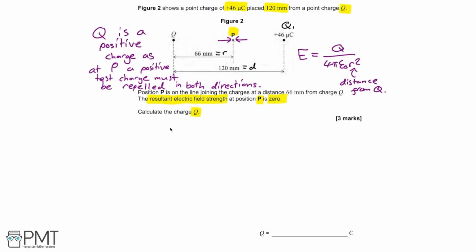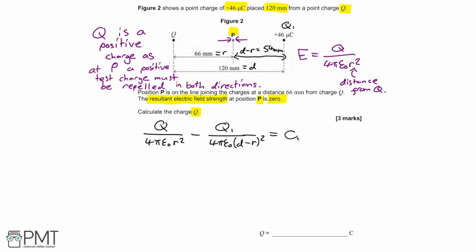So then, using this, the resultant electric field strength at position P is given by Q divided by 4 pi epsilon naught multiplied by R squared. So this is R, the distance between Q and the point P, minus Q1 divided by 4 pi epsilon naught, and then the distance between Q1 and point P all squared. So that's D minus R. This distance here is D minus R, which is going to be equal to 54 millimeters, like so. And that's equal to 0.